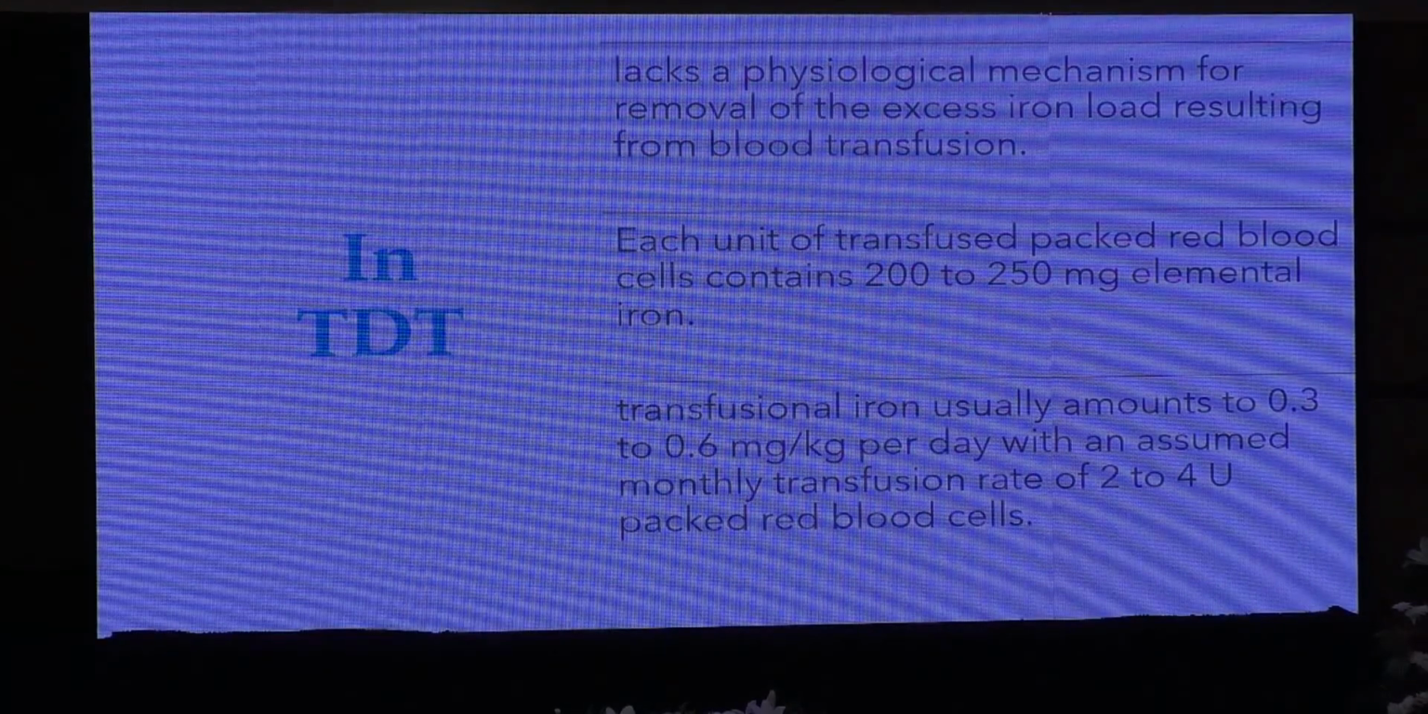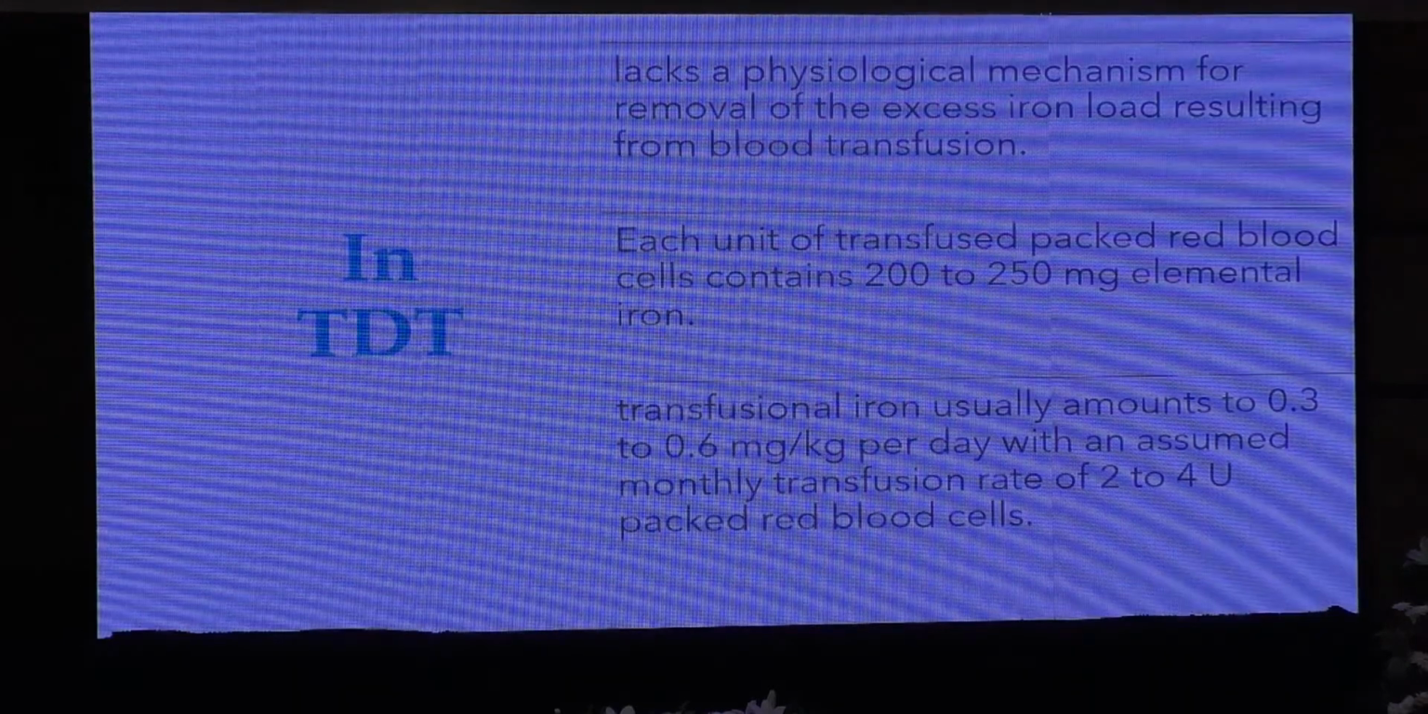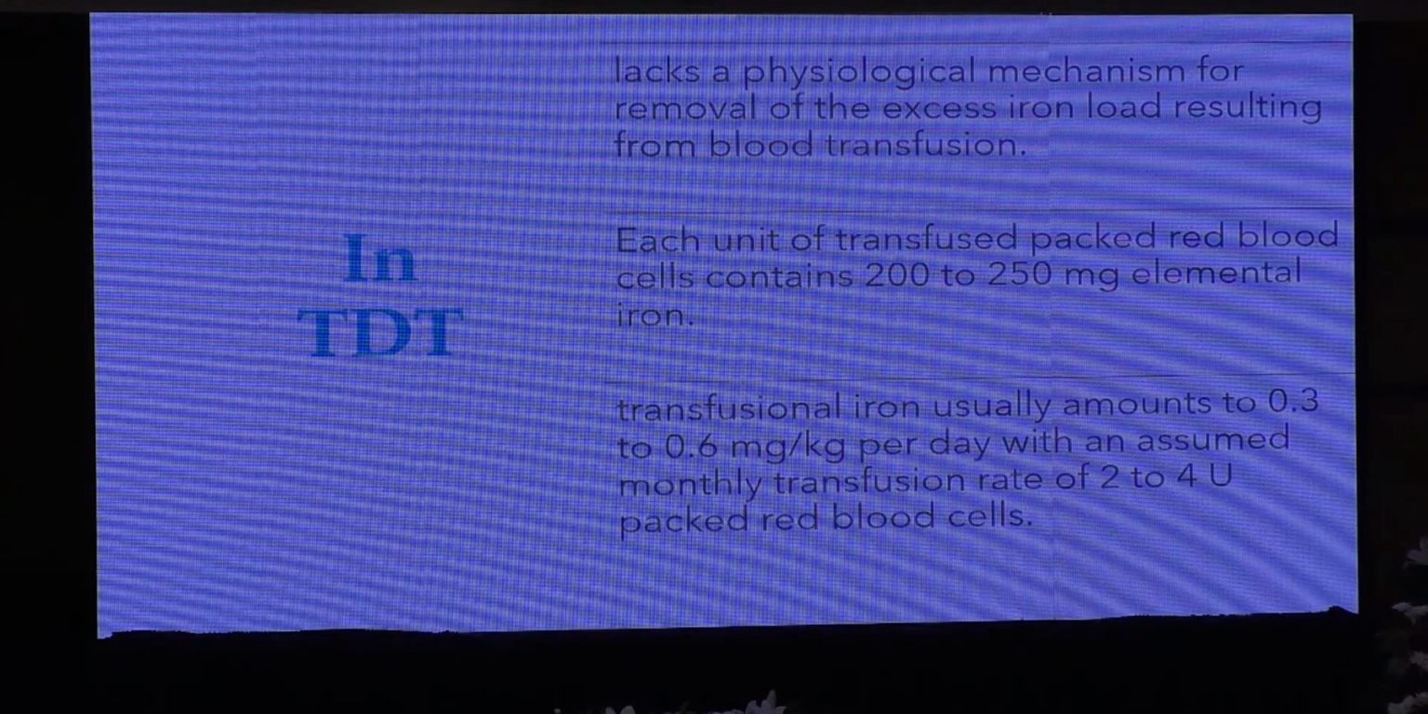In transfusion-dependent thalassemia, the main cause is the lack of a physiological mechanism that clears excess iron from the circulation. Each unit of transfused blood adds to the circulation about 200 to 250 milligrams of elemental iron. The transfusional iron usually amounts to 0.3 to 0.6 milligram per kg per day, if we assume that the patient is transfused 2 to 4 units of packed red cells monthly.